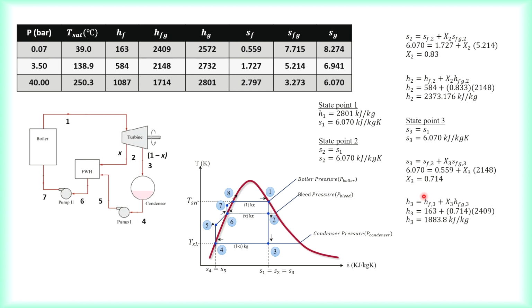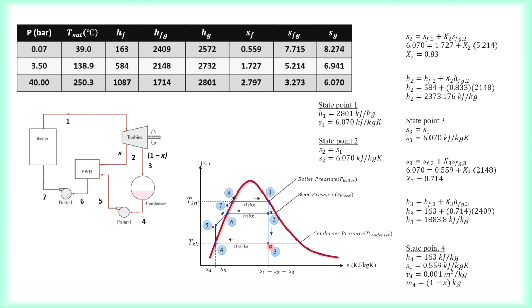Then after that, you have H3. Apply the dryness fraction in order to find H3. Remember HF3 and HFG3, we will have to refer to the condenser pressure, that is 0.07. So our HF3 is 163, HFG is 2409 with a dryness fraction of 0.714. So you will have H3 of 1883.8.